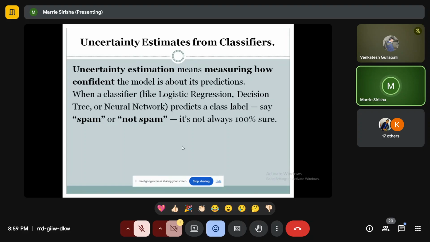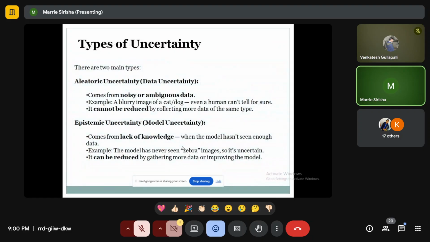And uncertainty estimates from classifiers. This is your last topic. Make sure that you have an idea. What is uncertainty, and there are types in it. First, what is uncertainty? It measures how confident our model is. In that you have two types, data uncertainty and model uncertainty.